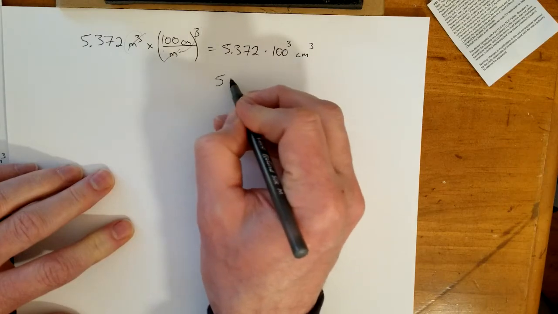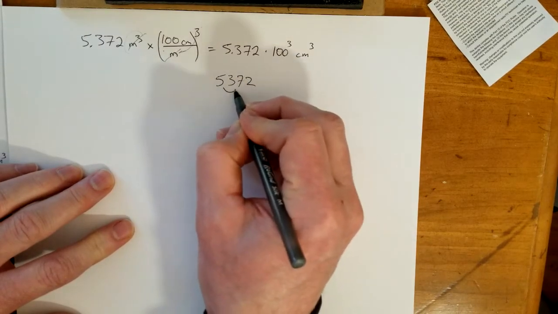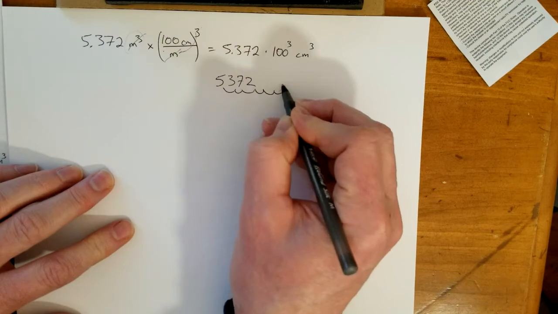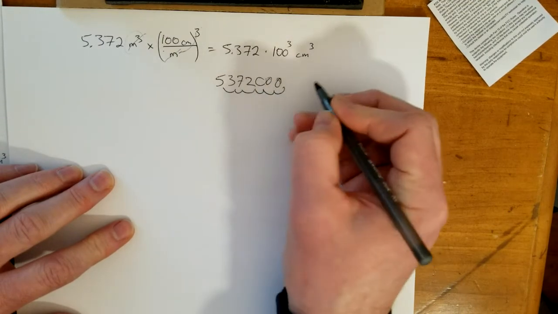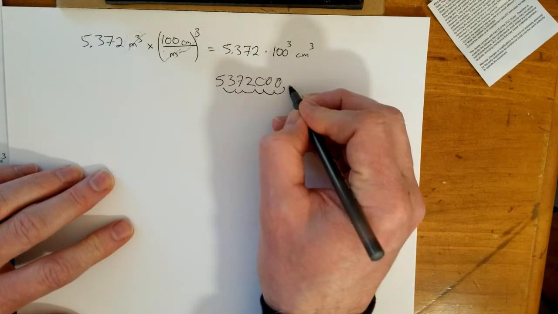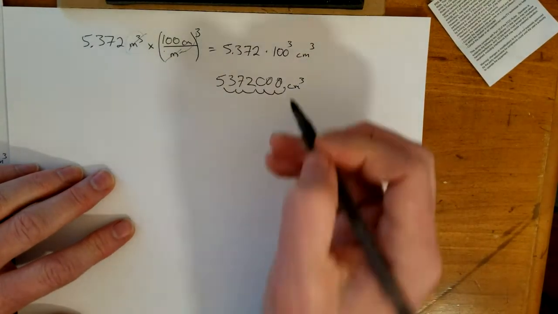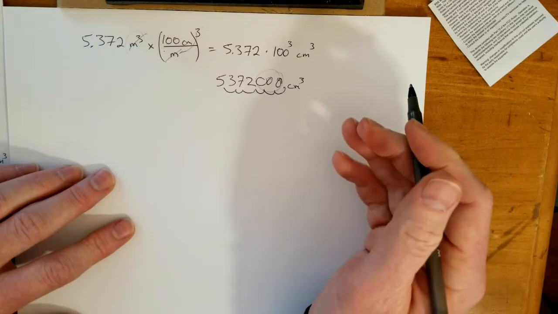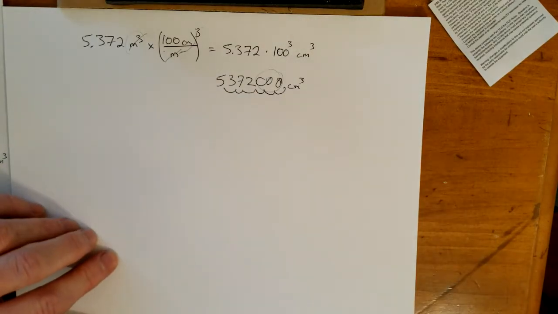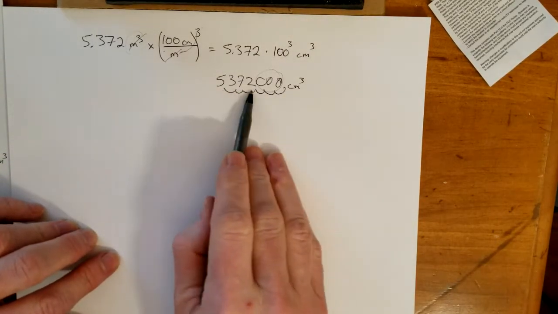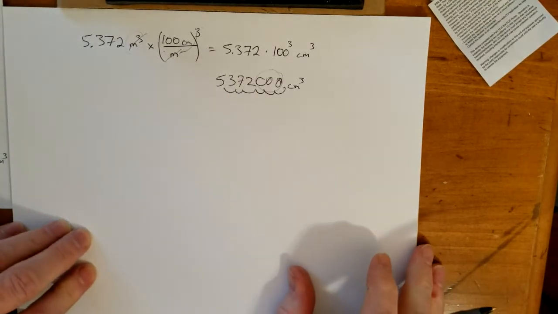And so that's 5.372, 1, 2, 3, 4, 5, 6. Move it over 6 places. These are trailing zeros to the left of the decimal place, and therefore they are not significant, so we still have the same number of significant digits.